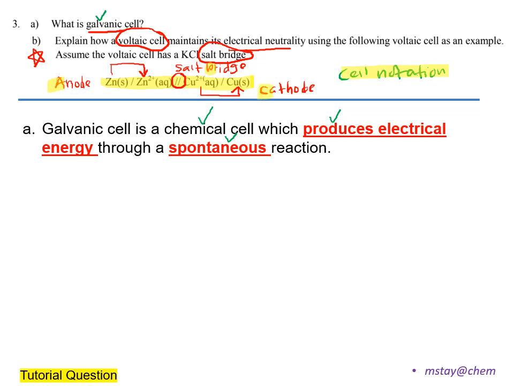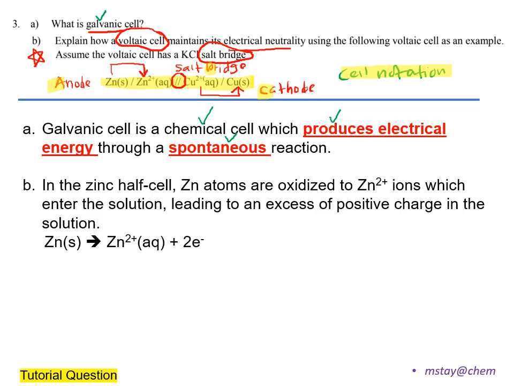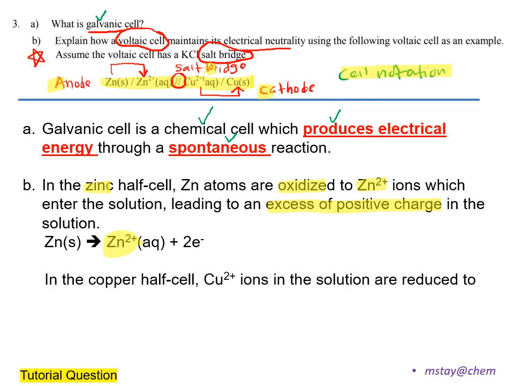So cell notation is as simple as ABC. Okay, so now we have to use some wording to do the explanation first. As we know that zinc is the anode, so it will undergo oxidation to produce zinc 2 plus. Because of this, the solution will consist of excess positive charge, because more zinc 2 plus is produced in the solution.